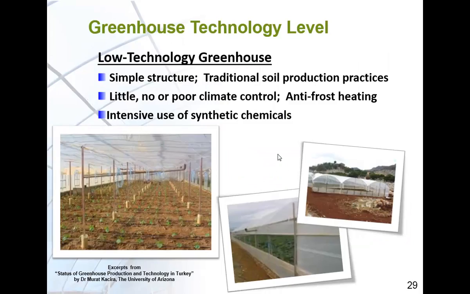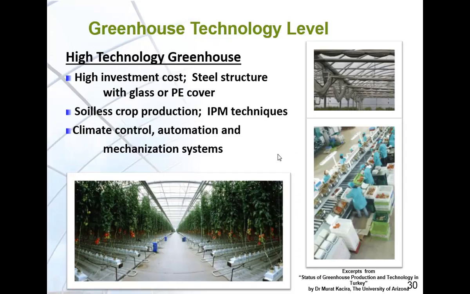Low technology, simple structures, low cost, growing in the soil with almost no climate control, really a rain shelter, and at most anti-frost heating, which is, under the dire cold conditions, you bring in a temporary heating system. And no integrated pest management. Synthetic chemicals are a must to keep insects and diseases under control.